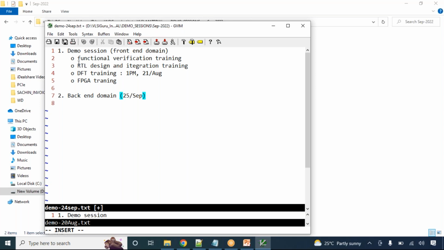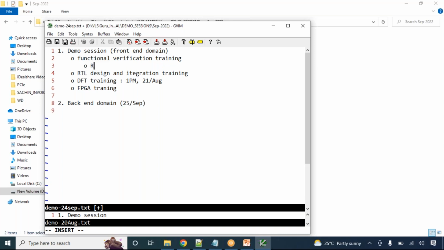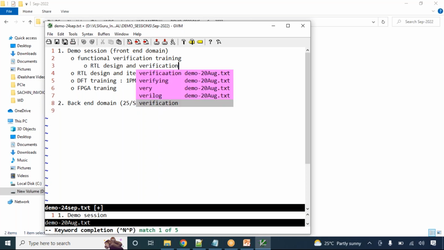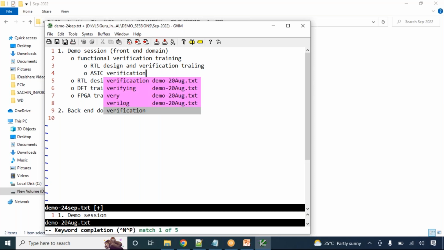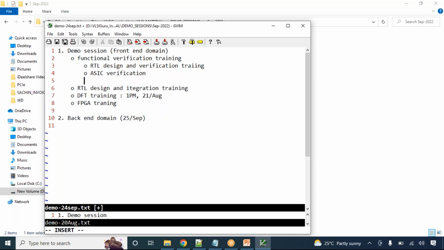So today's demo session is for functional verification training. Some of you might have enrolled for RTL design and verification training. It is also the same as ASIC verification. It is also called front-end domain training. The same training is being given different names because people come with different names. Someone says I need ASIC verification training. Someone says I need front-end domain training. They all refer to the same aspect.